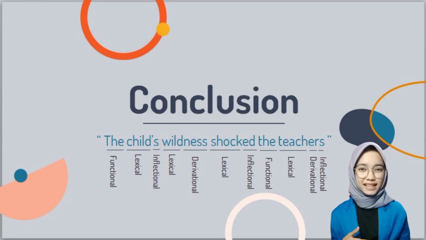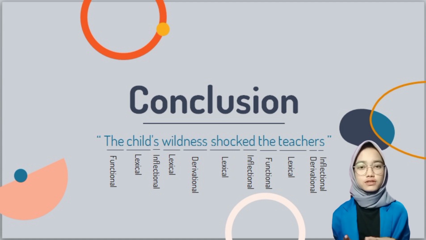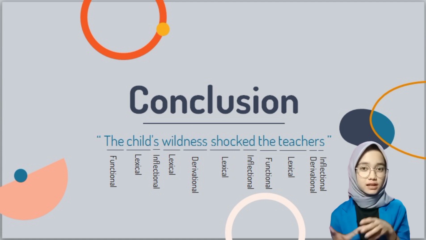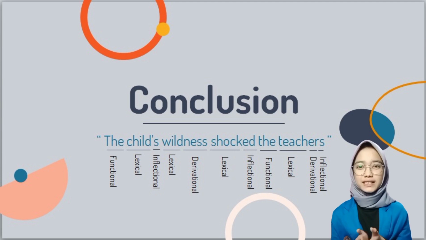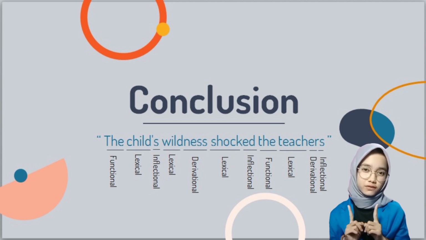And the last slide is the conclusions. The conclusion is, armed with all these terms for different types of morphemes, we can now take most sentences of English apart and label all the elements. For example, in the sentence "The child's wildness shocked the teachers," we can identify 11 morphemes.